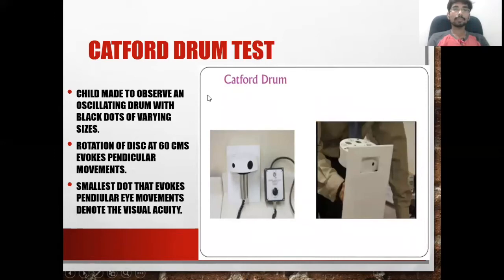Next is the cardboard drum test. The child is made to observe an oscillating drum with black dots of varying sizes. So rotation of the disc at 60 cm evokes pendular movement. The smallest dots that evoke the pendular eye movement denote the visual acuity.